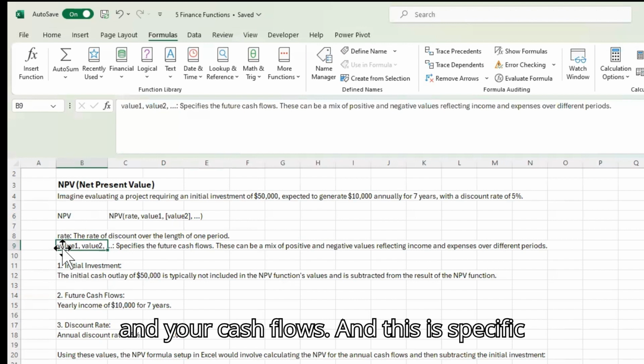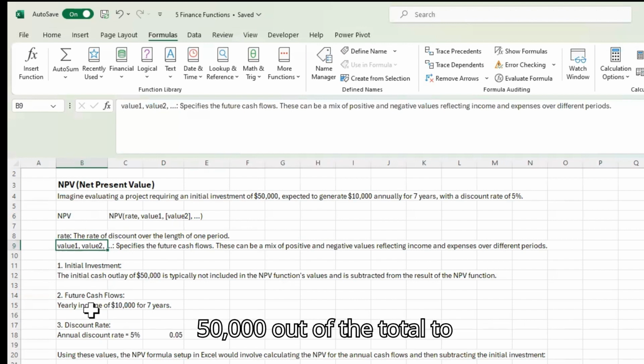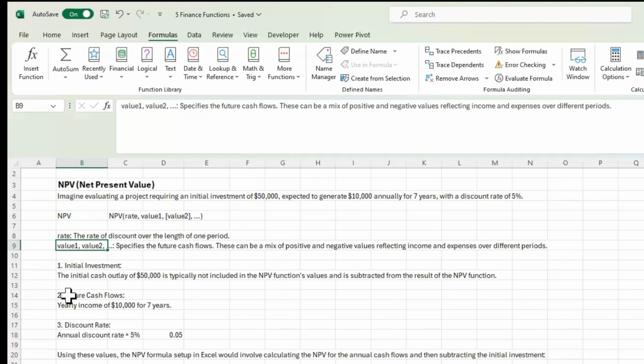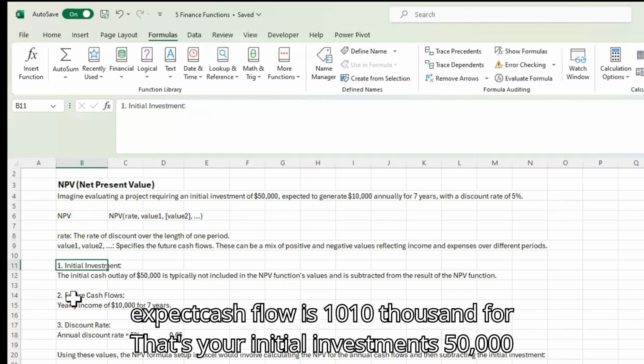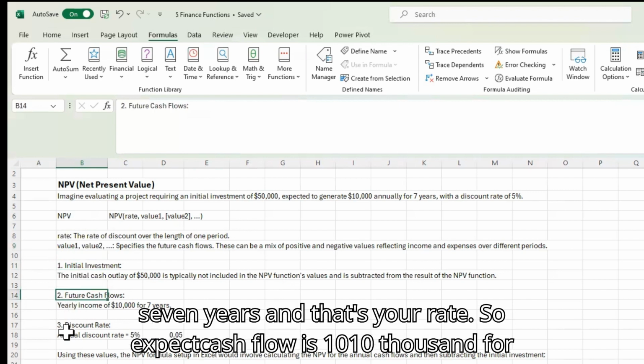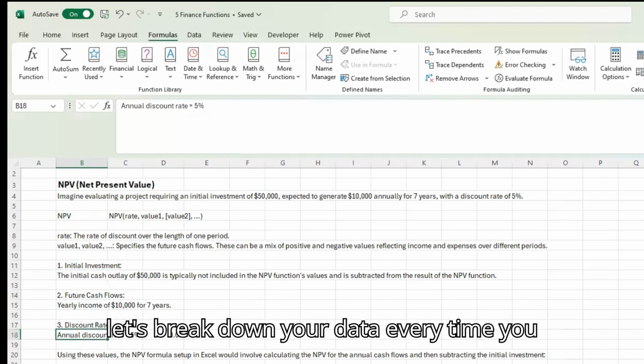And this is specific because you're going to need to deduct the 50,000 out of the total to see what your profit is. So that's your initial investment is 50,000. Expect cash flows 10,000 for 7 years, and that's your rate. So let's break down your data.